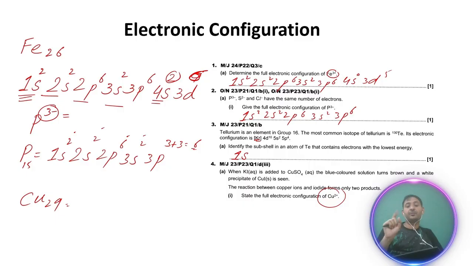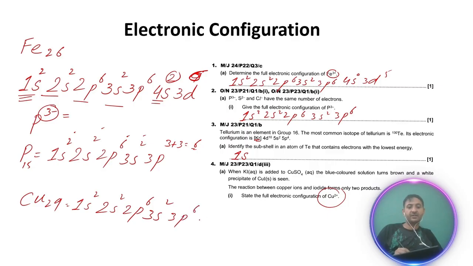So I need to carefully remove two electrons from the 4s. First I will write the configuration of copper, atomic number 29: 1s2, 2s2, 2p6, 3s2, 3p6. Now 4s2 and 3d. How many electrons are there in total? 6, 12, plus 2 is 14, 15, 16, 17, 18, 19, 20. Remaining I have 9, so it will become 3d9.